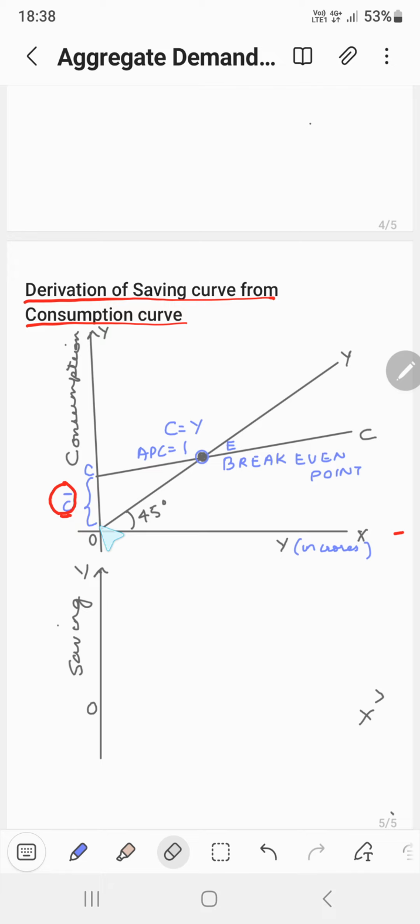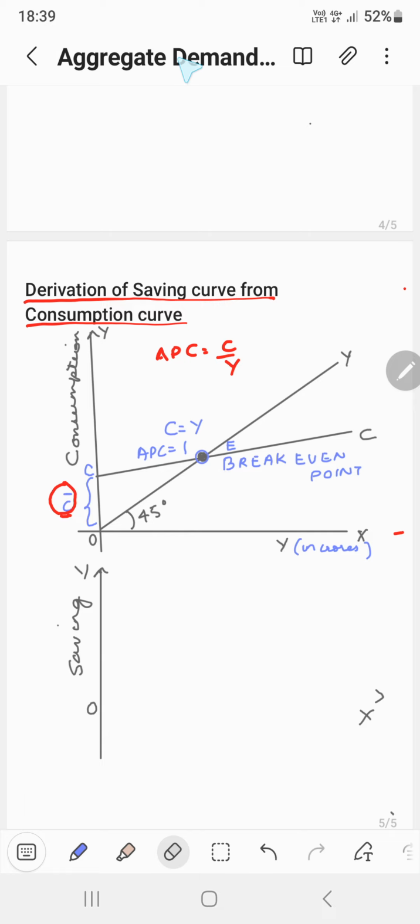We have also studied that this consumption will happen from the past savings or dis-savings or from borrowings, because some basic consumption needs have to be met even if we are unemployed or even if we have zero income. So it's from our past savings that we will be meeting this autonomous consumption. Now wherever the income curve and the consumption curve intersect, at this point consumption is equal to income. Average propensity to consume, which we have learned, APC, is nothing but C upon Y, becomes equal to 1, and this is the break even point. Till here we have studied.